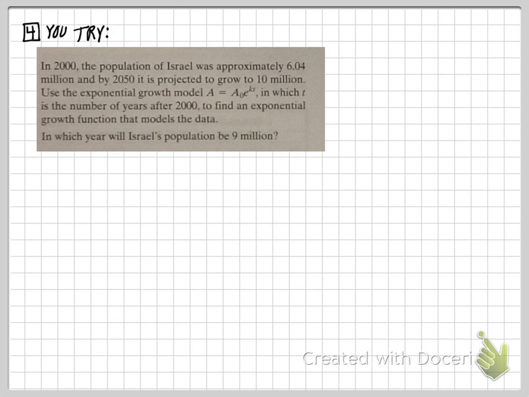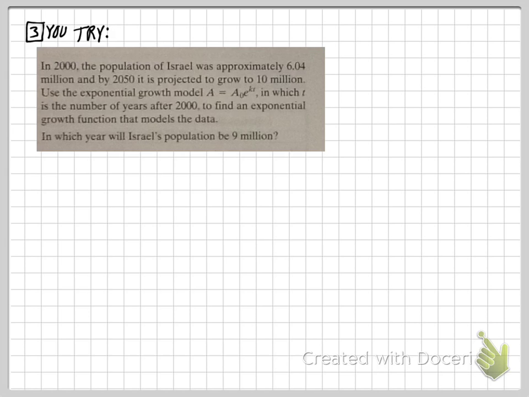Alright, so next box is a you try. This is actually box 3. Sorry about that. And your job is to read this problem, see if you can come up with the model for it, and then answer the question. Sorry about that. And I'll let you go to it.